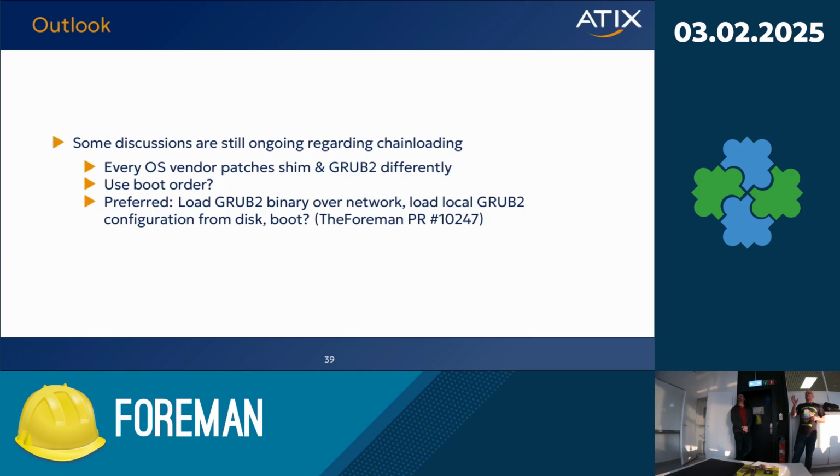We were already thinking about a solution, and we already have a pull request open. Our preferred solution now would be to boot the grub over the network and then load the local disk grub 2 configuration, because chain loading here or exiting the grub breaks for Debian, for example. All other OSs work, but Debian, yes.